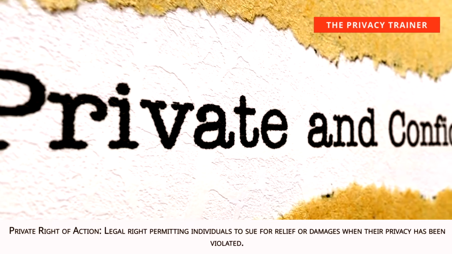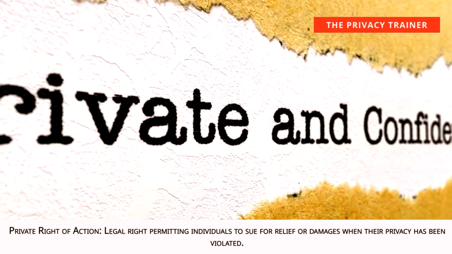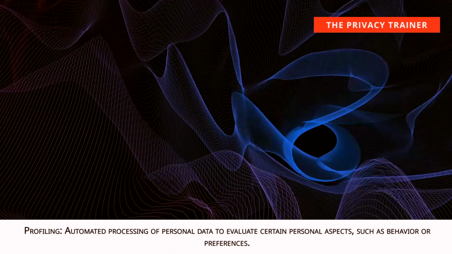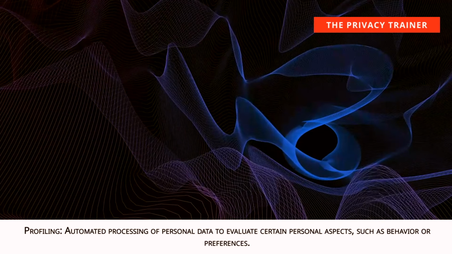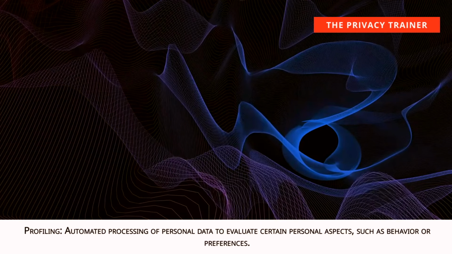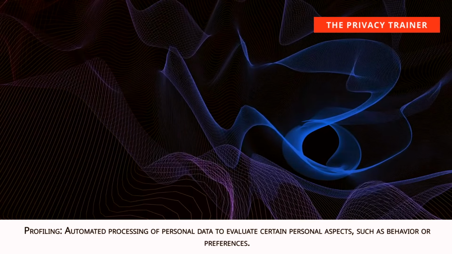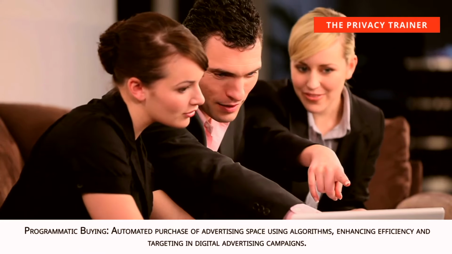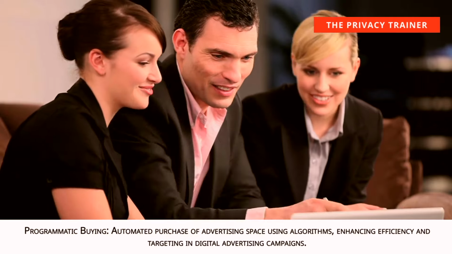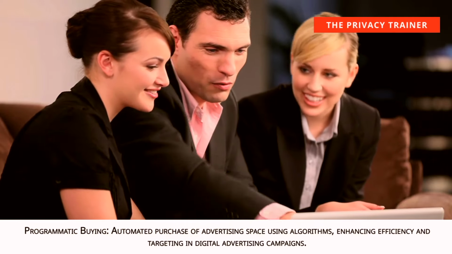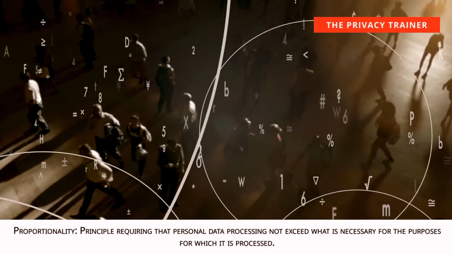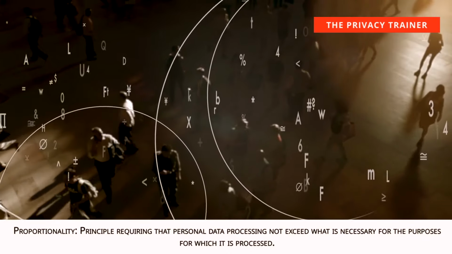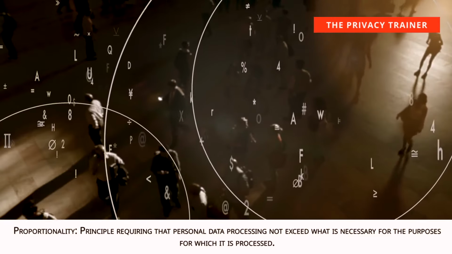Private right of action. Legal right permitting individuals to sue for relief or damages when their privacy has been violated. Profiling. Automated processing of personal data to evaluate certain personal aspects, such as behavior or preferences. Programmatic buying. Automated purchase of advertising space using algorithms, enhancing efficiency and targeting in digital advertising campaigns. Proportionality. Principle requiring that personal data processing not exceed what is necessary for the purposes for which it is processed.